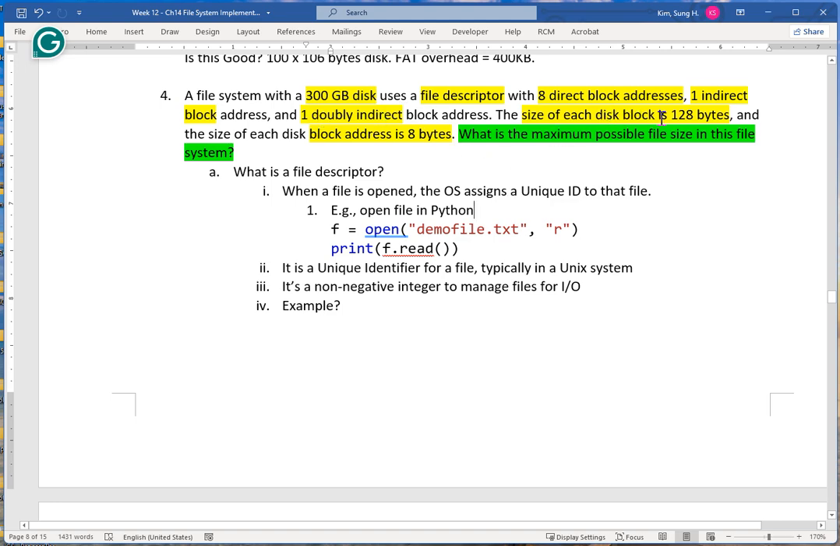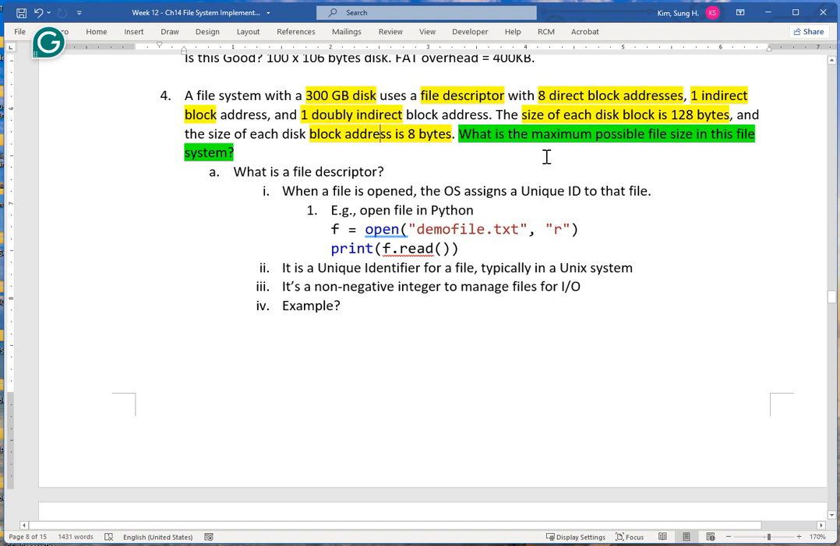The size of each block, though, is 128 bytes, which is really small, but we're told that's what it is. And the size of each disk block address, the address it is going to use to refer to this, is 8 bytes, which is also kind of small, but I think it's an easy number. The question is: what is the maximum file size that we can store in this system? What's the biggest file we can store? Pretty much the same question as the previous one.